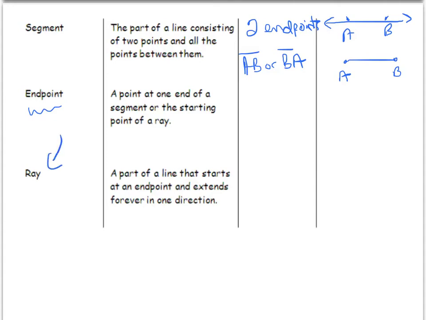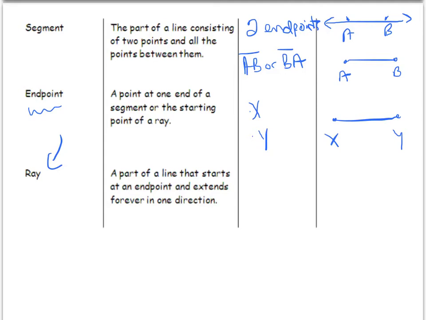And in this case, let's say I draw another segment. Let's call it segment XY. Simply look at the endpoints. Where does it start? Where does it finish? Well, it starts at X and ends at Y, or the other way around. Those are your endpoints.